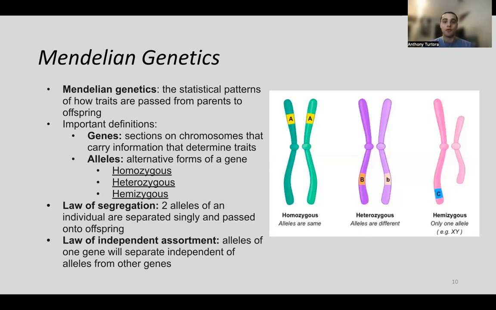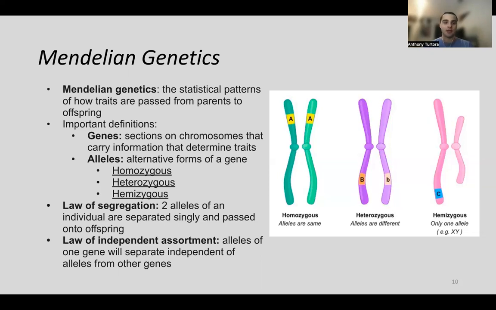We can have homozygous chromosomes, which means that each allele of the gene is the same on the maternal and paternal copy. For heterozygous, this means that the alleles are different, so we have two different copies of the alleles on the maternal and paternal copy of the chromosome. And if the allele is hemizygous, this means that we only have one allele and we don't have a dominant or recessive, it's just one.